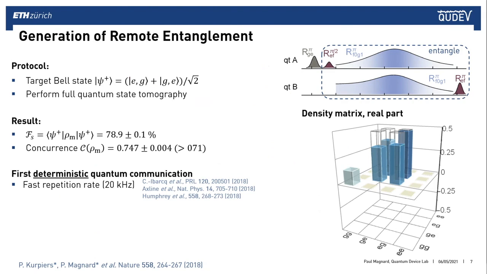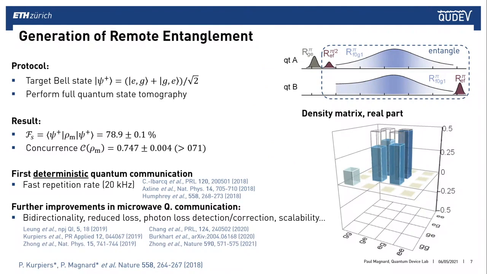Also, further developments with superconducting circuits reduced the photon loss considerably, demonstrated bidirectionality, for instance, by removing the circulator, demonstrated photon loss error detection and correctability, and also showed that it's compatible with a scaled-up multi-qubit chip. And I think all of these really highlight the great advantages of using microwave photons for quantum communication.